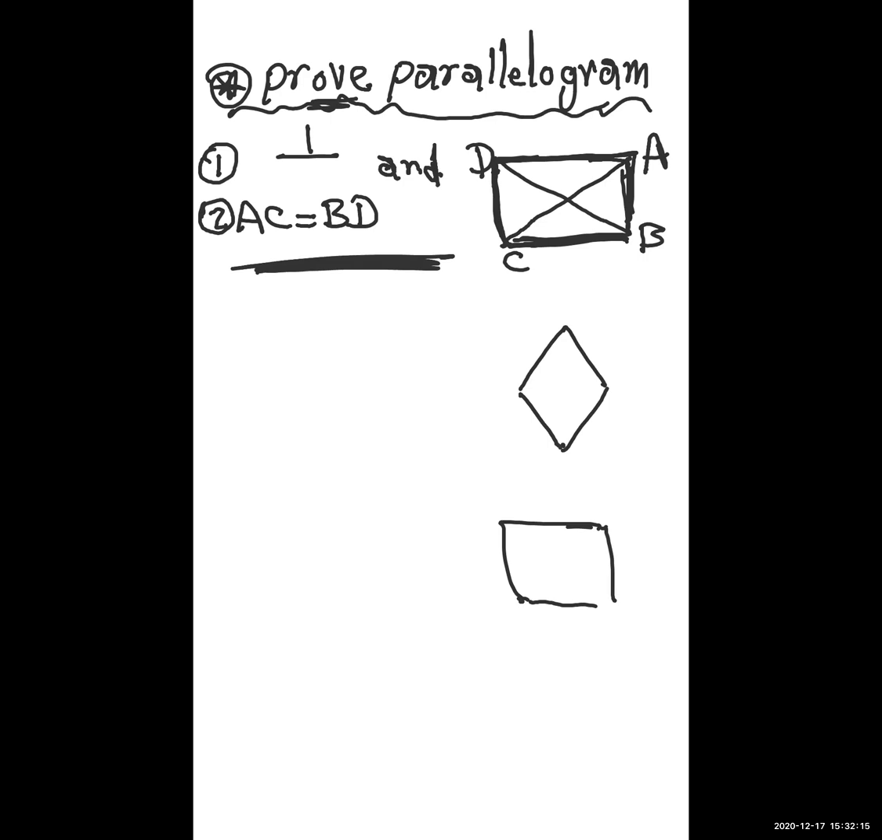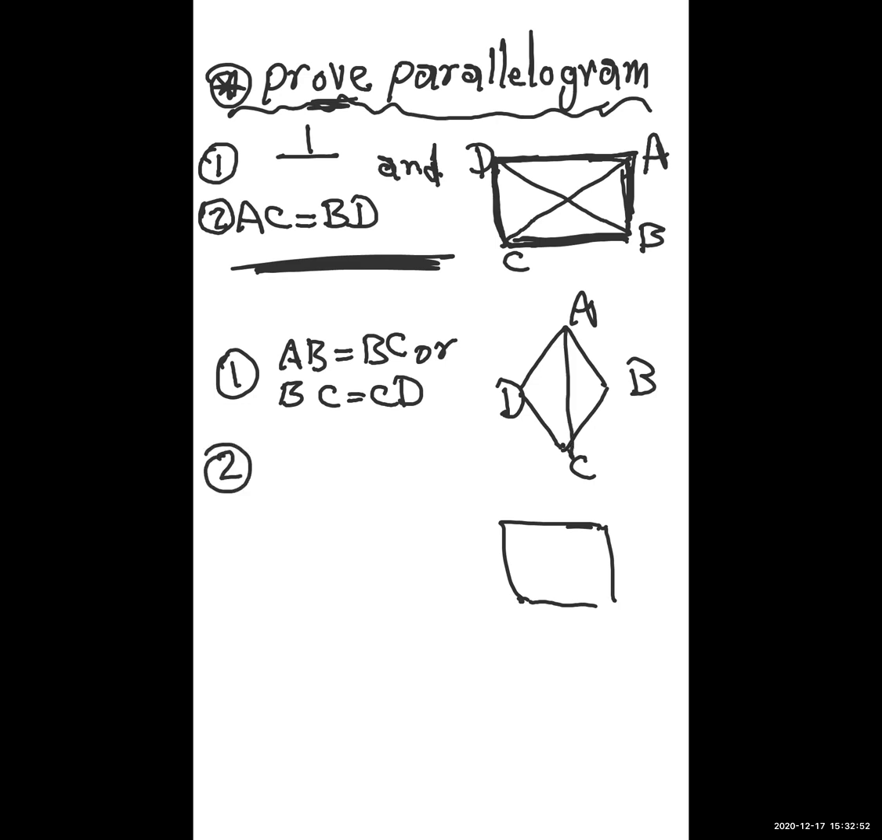If I want to prove that it's a rhombus, it's the same. First, prove it's a parallelogram; then two adjacent sides are equal, if it's A, B, C, D, like AB equals BC, or BC equals CD, and so on. Or the next step: the two diagonals AC perpendicular to BD.